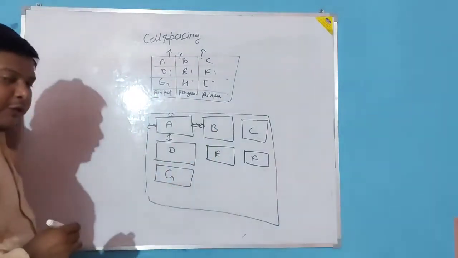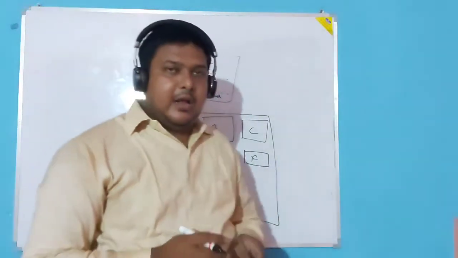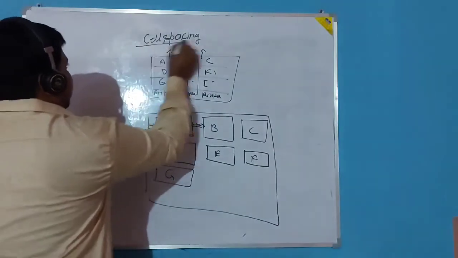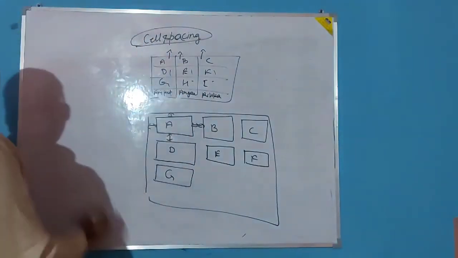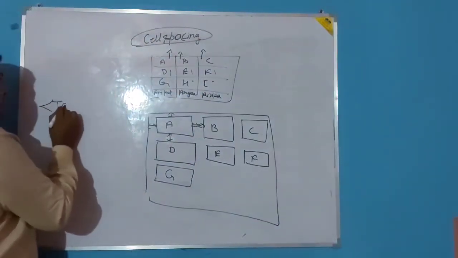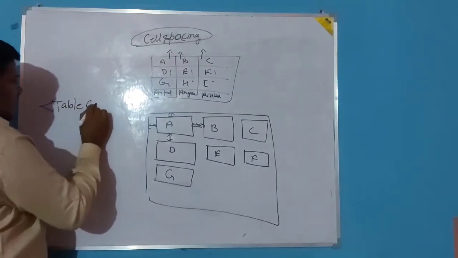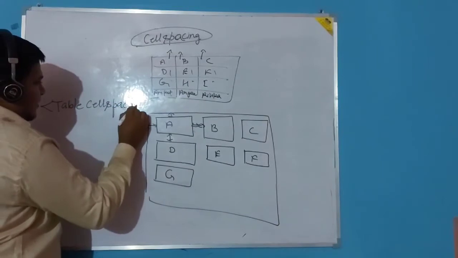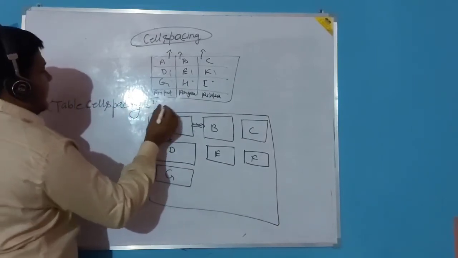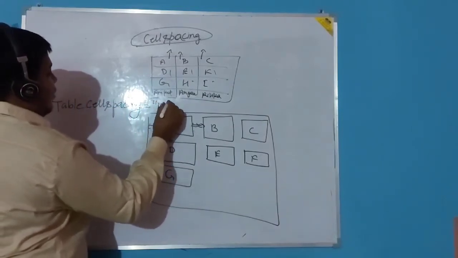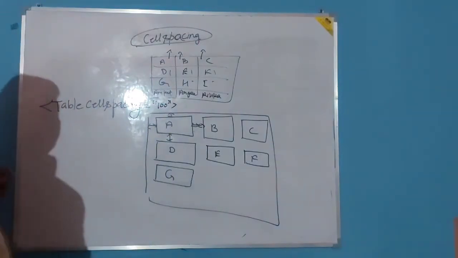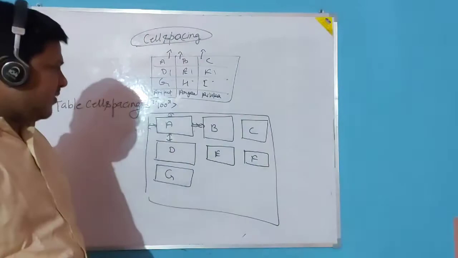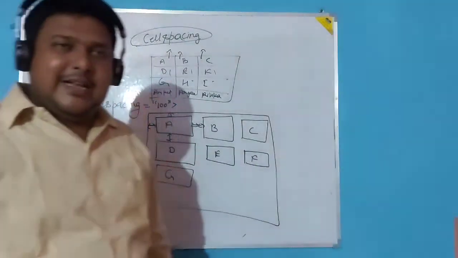Clear? So to display the space between all the cells, we are using cell spacing. How we will use? We will write table cell spacing is equal to 10 or 100, however many pixels you want to give. That many pixels it will display between all the cells. So that's the use of cell spacing.